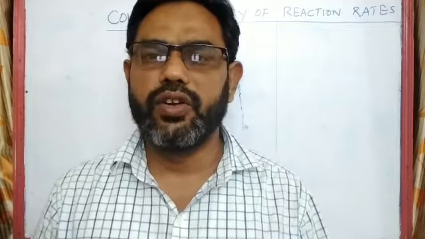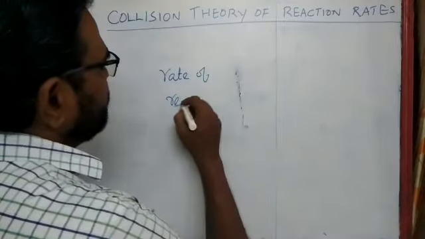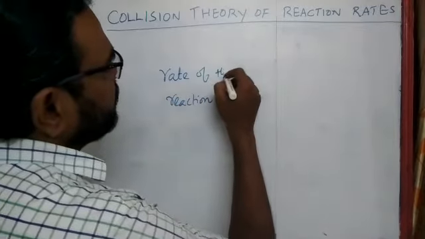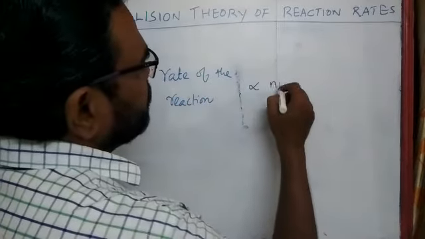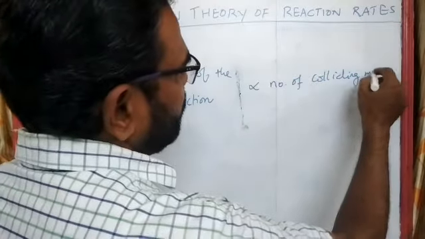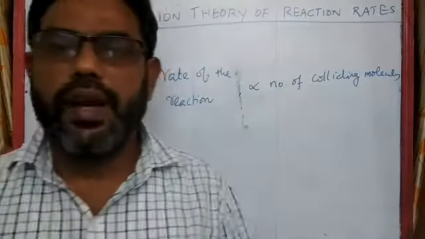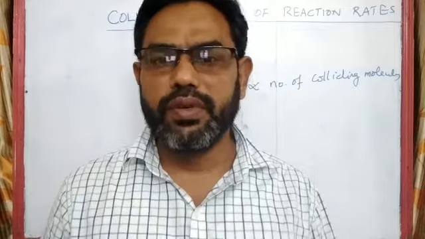If there are more collisions, then the rate of the reaction proportionately increases. If there are more collisions, the rate of the reaction is very high. So accordingly, the rate of the reaction is directly proportional to the number of colliding molecules. The rate of the reaction is directly proportional to the number of colliding molecules.